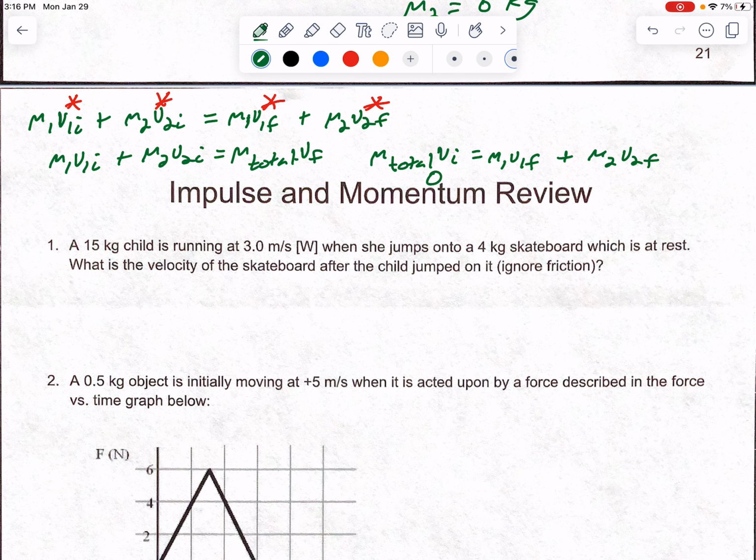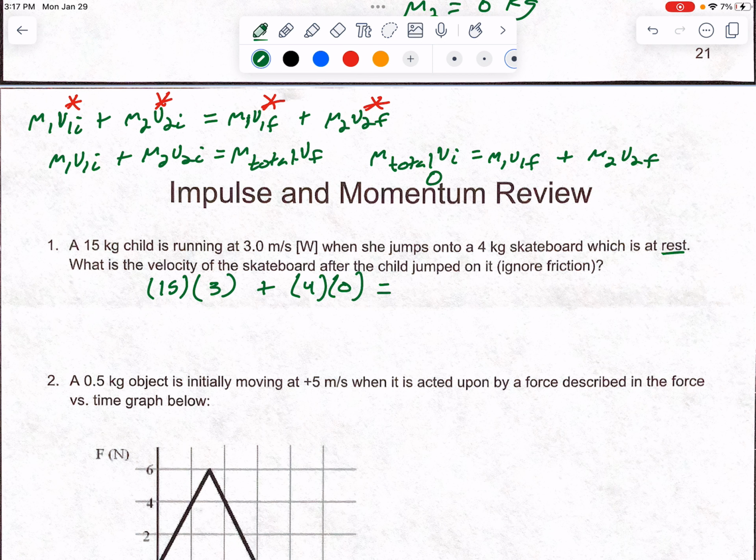So we have the mass of the child, 15 kilograms, and they're going 3 meters per second. Plus the 4 kilogram skateboard, so that's 4 kilograms. It's sitting at rest, so its velocity is 0.